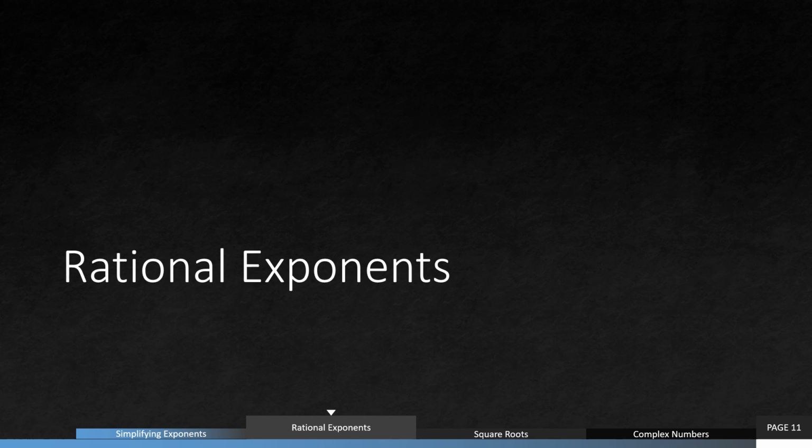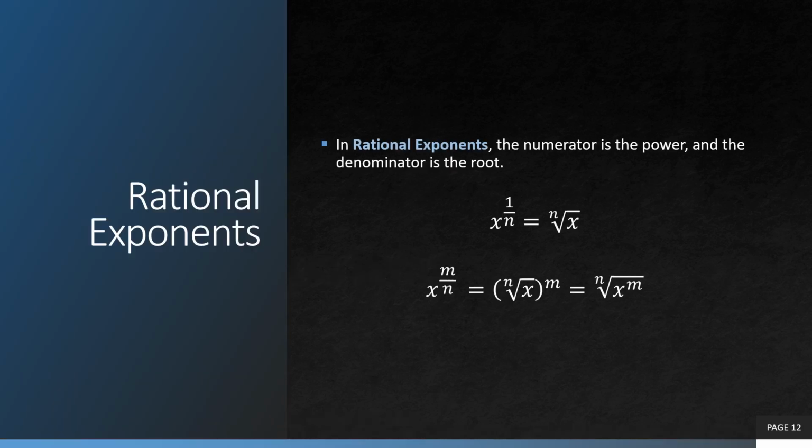Now we're going to move on to rational exponents. So instead of just rational expressions with exponents, the exponents themselves will be rational. In rational exponents, the numerator is the power and the denominator is the root. For a basic one, we can have x to the 1 over n, which then would equal the nth root of x. In a more complicated example, we could have x to the m over n, and in this case the n is the root, and we would just write it here, and then the m is still the power.